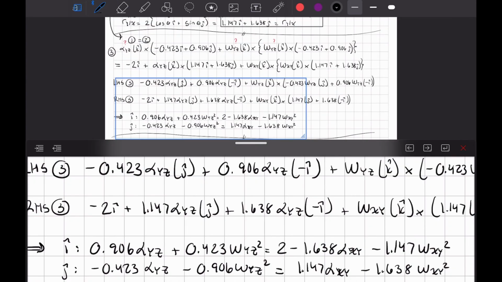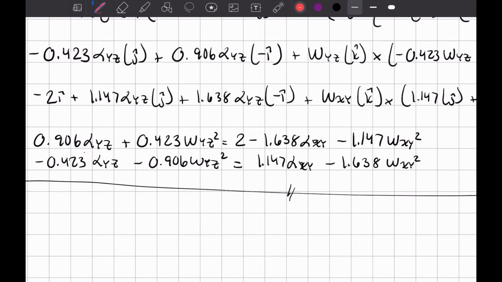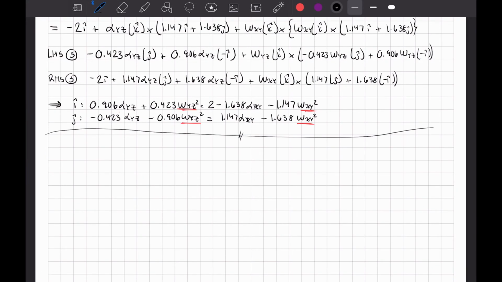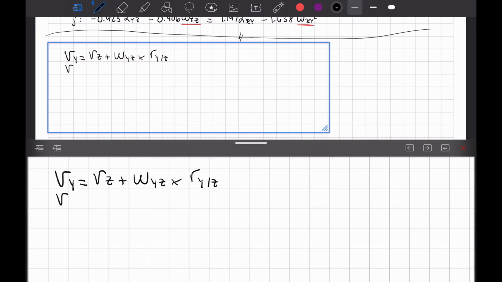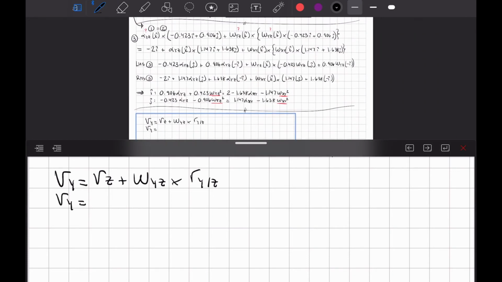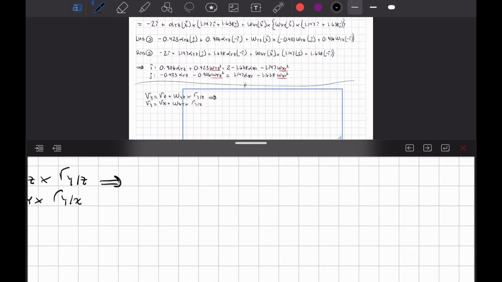So that was for just the relative acceleration equations, but now we can apply the same thing to the velocity. And as you can probably imagine, because currently we have 4 unknowns and 2 equations, if we use the velocity, we're going to get 2 equations, 2 unknowns we can solve, and then we will plug back into equation 3 to get the accelerations. So again, we have Vy is equal to Vz plus omega yz cross r of y with respect to z. You can do the same thing for pin y and pin x.